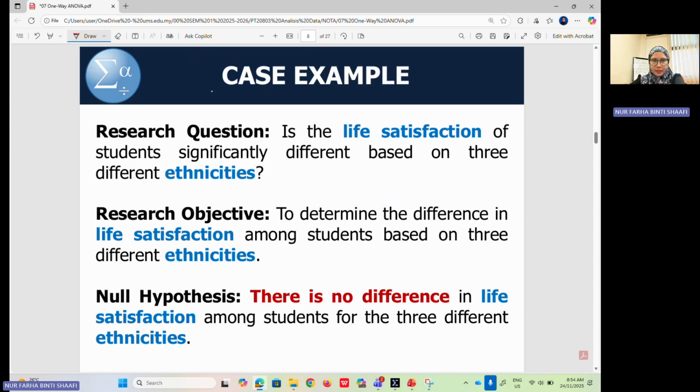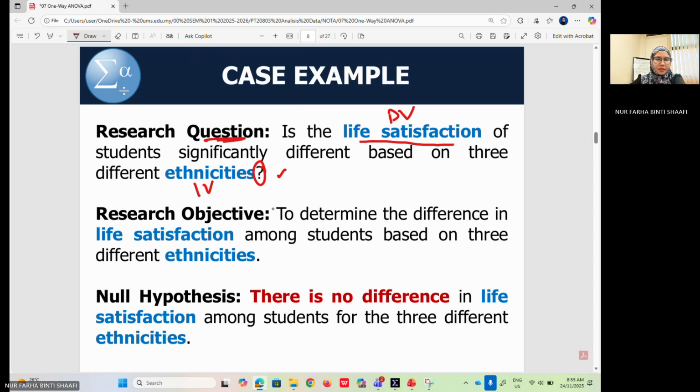Now, we have the research question here. The research question is: is the life satisfaction, which I have highlighted in blue, the DV, of students significantly different based on 3 different ethnicities? This is the IV. Remember, if we're talking about a question, it should have a question mark. This is the format of a research question if it is asked in the final exam.